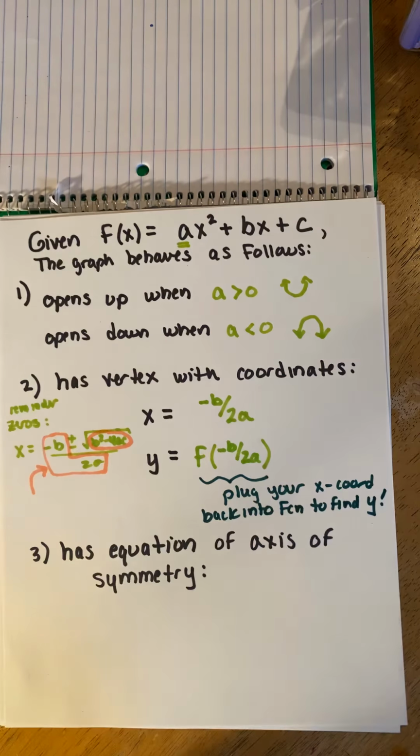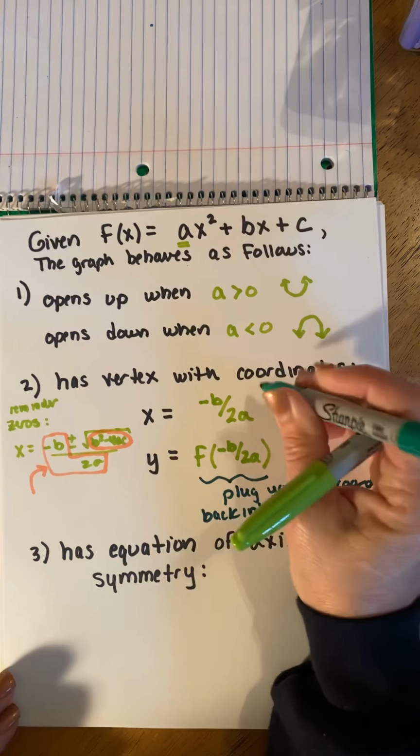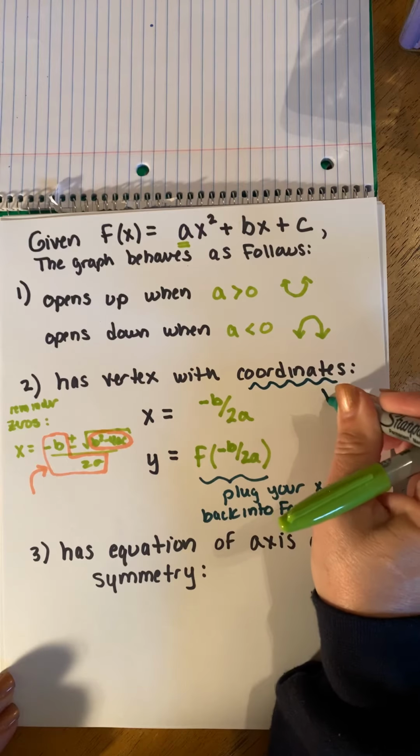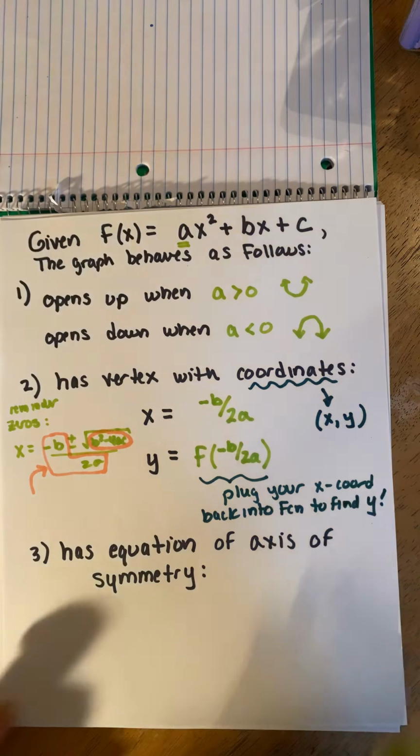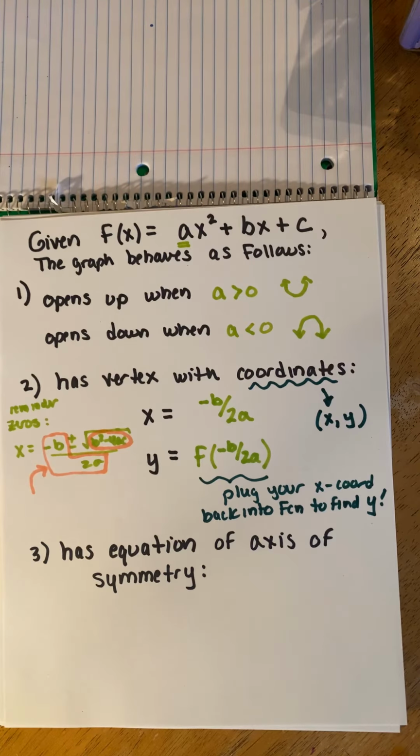Don't worry, we'll go through examples of all of this. And a vertex has coordinates, so you need to find both the x-coordinate and the y-coordinate. The vertex is an ordered pair.